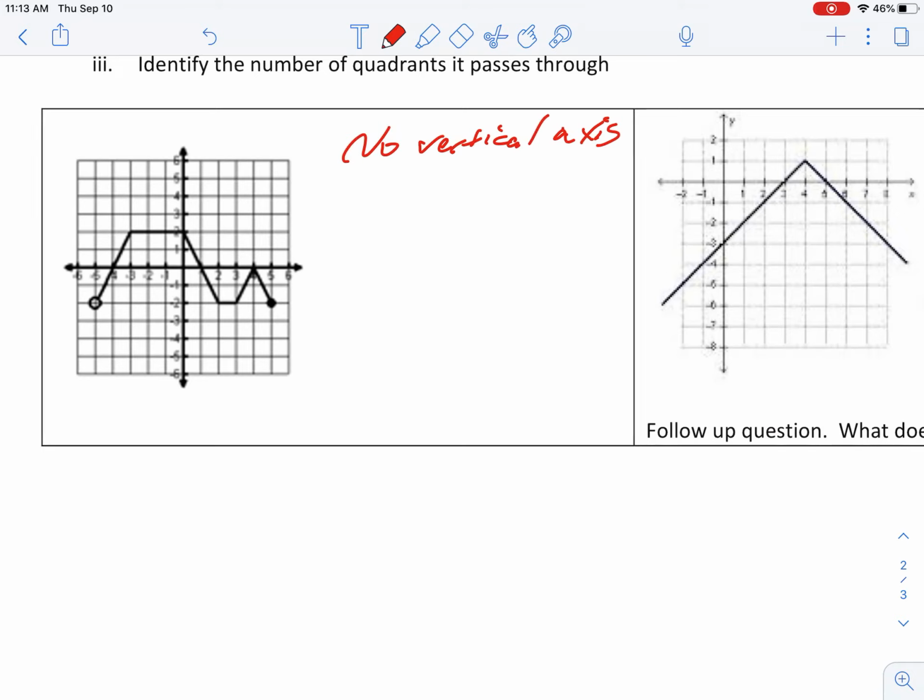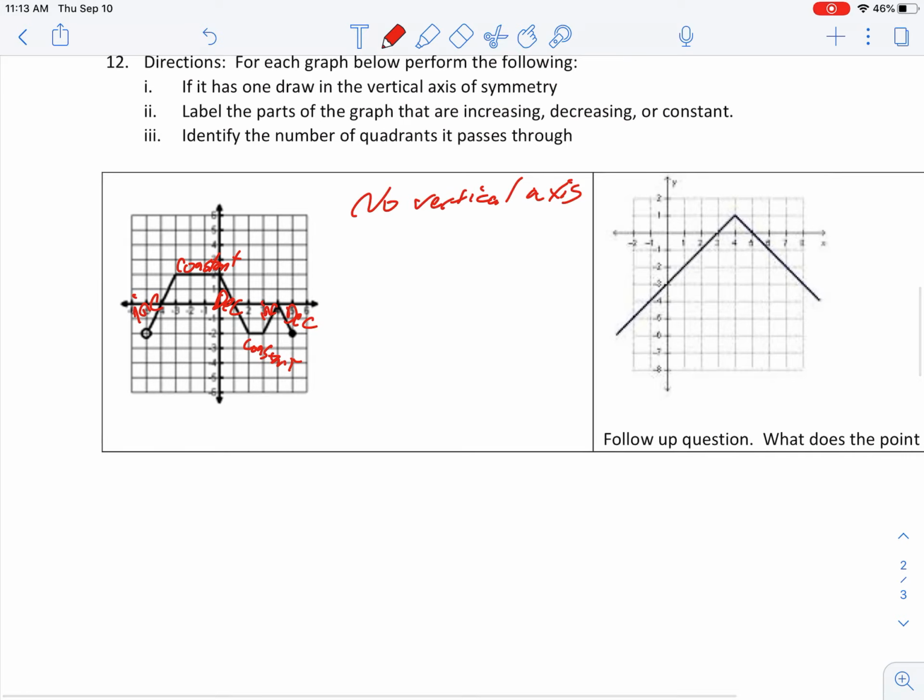So let's go through this. First thing you do is left to right, your eyes are starting to increase. Then your eyes are flat, they are constant. Then your eyes start to go down, and then it is flat again right here, it's constant. Then they start to go up, they increase, and then it turns and starts to be decreasing. So we have quite a few options in there. And identify the quadrants it passes through. Well, it goes through all 4 quadrants.